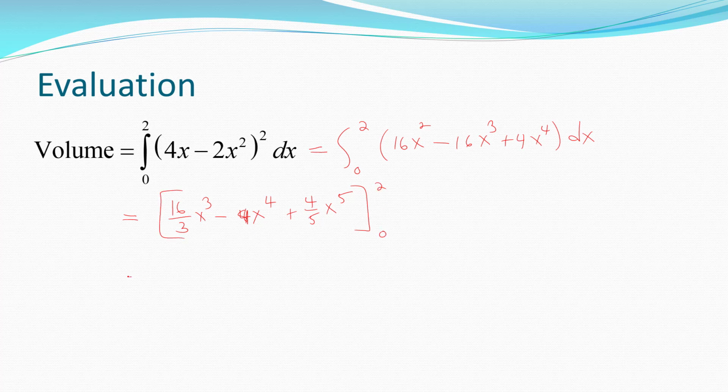So if you plug in 2, you would get 16 thirds times 8, minus 4 times 2 to the fourth, which is 16, and then plus 4 fifths times 32. And then all I have to do is add this up to get the answer.